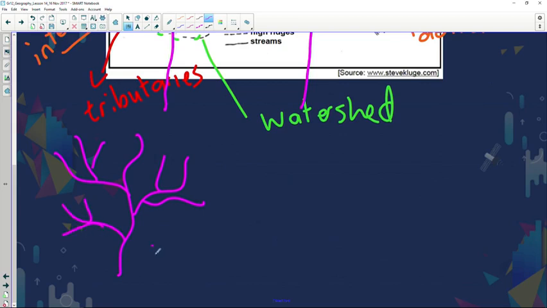There's a dendritic pattern A, and let's call this dendritic pattern number B. Now, obviously, if you look at dendritic pattern A, it's got many more tributaries. So if you compare A to B, which one experienced more surface runoff? A. And B experienced more underground runoff. Now, what are the factors influencing that A experienced more surface runoff and B experienced less? And we looked at it when we looked at the geomorphology section.